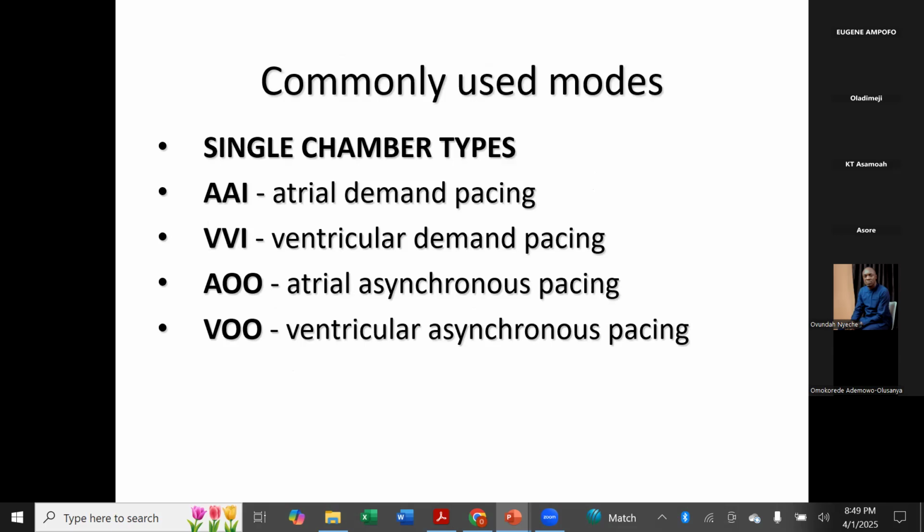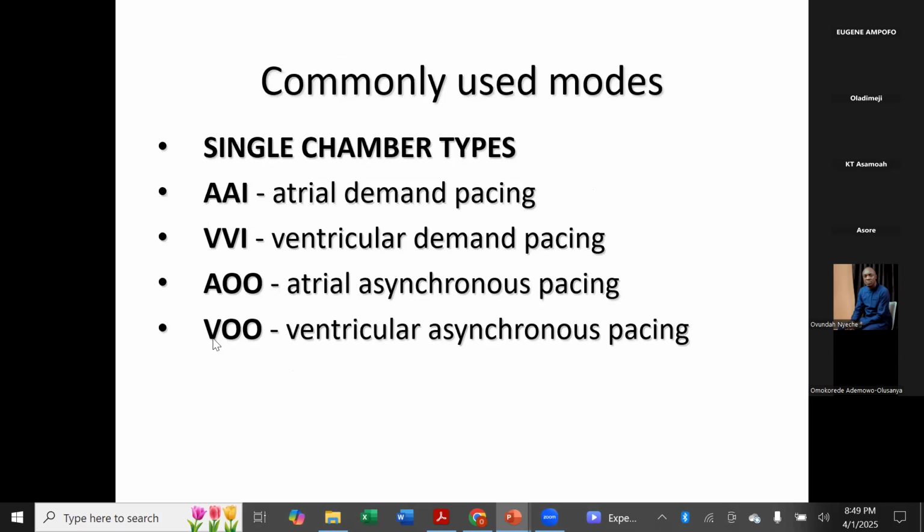For single chamber coding, we've actually described it before. If you are pacing the atrium alone and sensing the atrium alone, that is AAI; pacing and sensing the ventricle is VVI. We've already described all these codes, AOO, VOO.